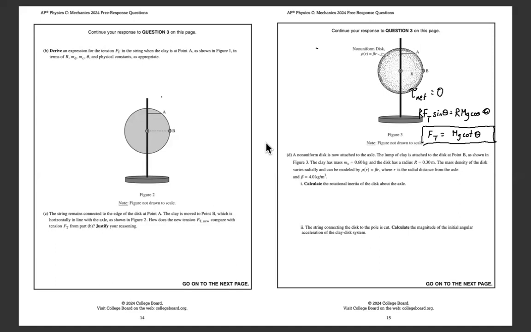Okay. And sorry, for part B, it should be M subscript of D, not M subscript of C. I need to write that there. So that should be MD, not MC. All right. Okay. What's gonna happen to the tension?